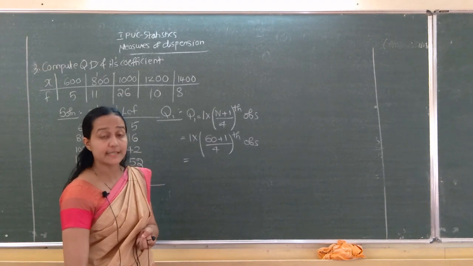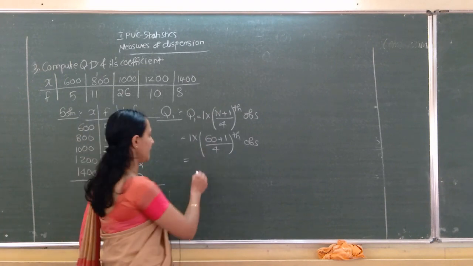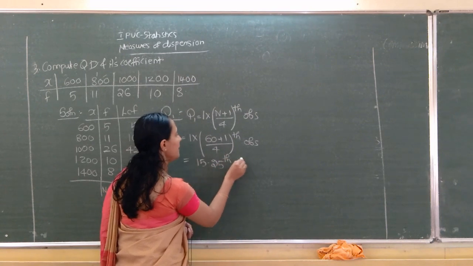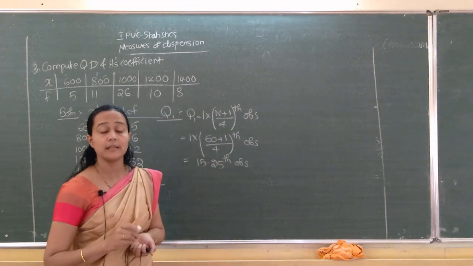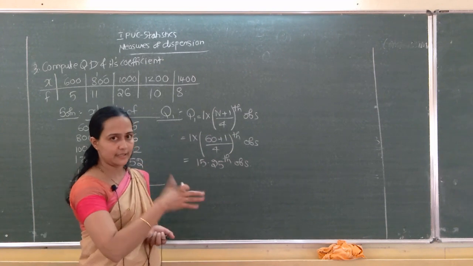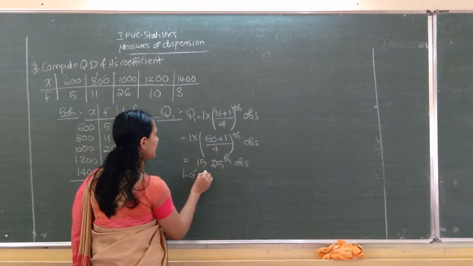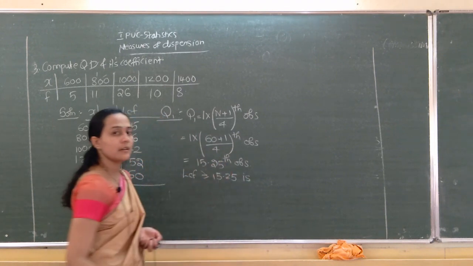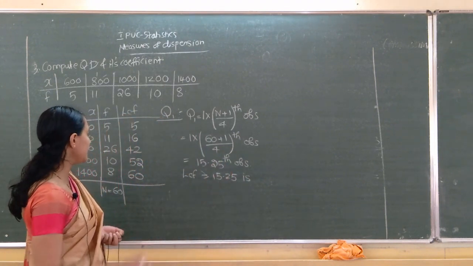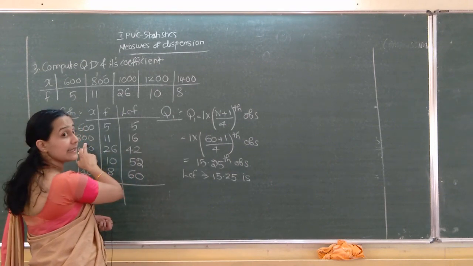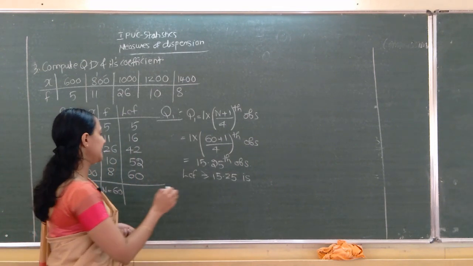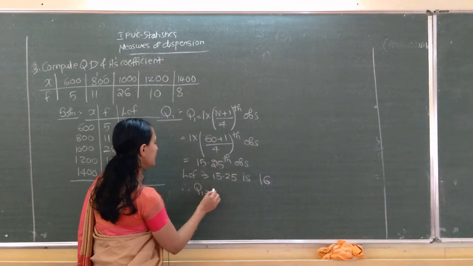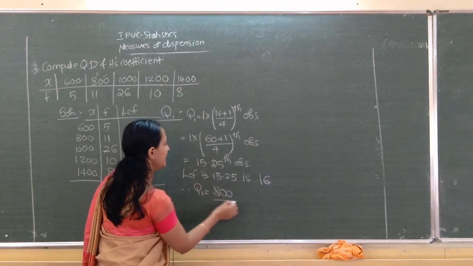61 divided by 4 is 15.25. So, 15.25th observation. Again, don't go to all those values. LCF just greater than or equal to 15.25 is how much? 16. The corresponding x value is 800. Therefore, Q1 equal to the corresponding value, 800.